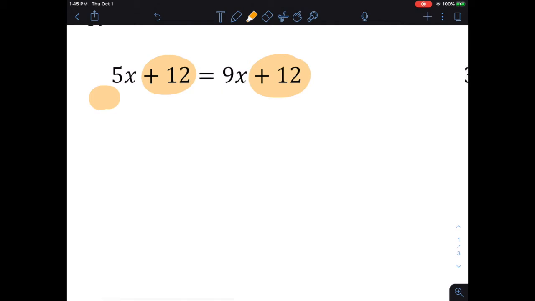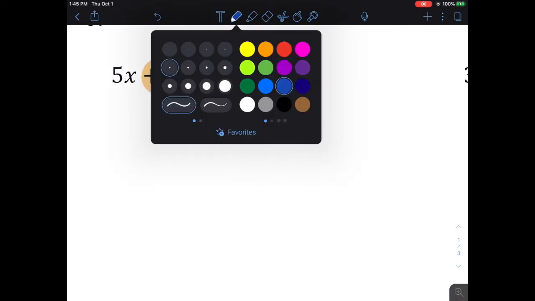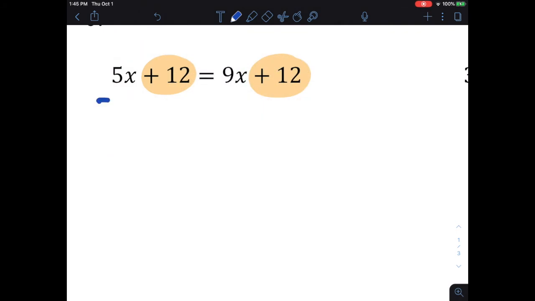Whoops, I can't do it with the highlighter. I need to do it with the pen. Oh, I did it again. Here we go. There we go. Whoops, nope.